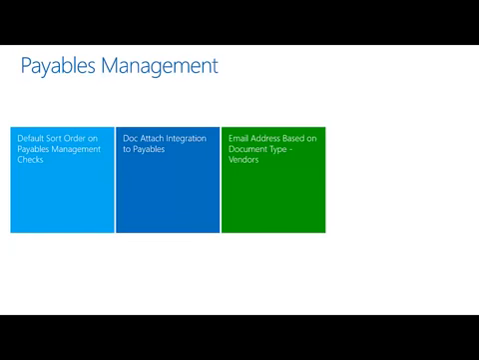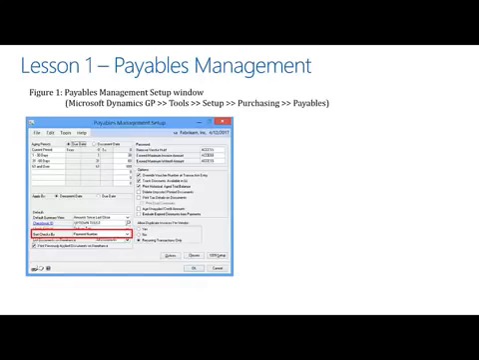Third, email address based on document type for vendors allows the user to assign specific and/or multiple email addresses to specific payables purchasing document types for each vendor. Lesson 1, Default Sort Order on Payables Management Checks.